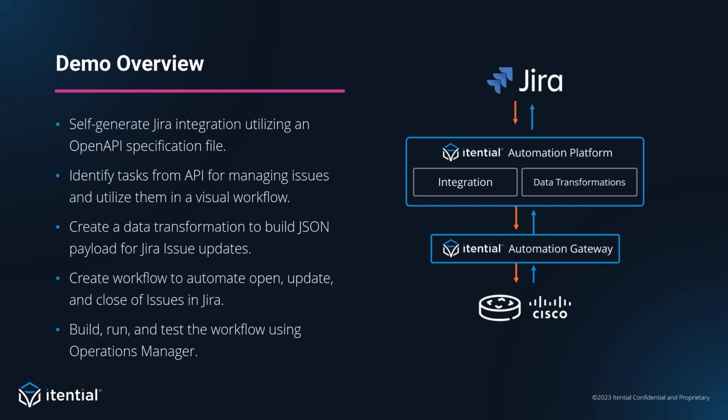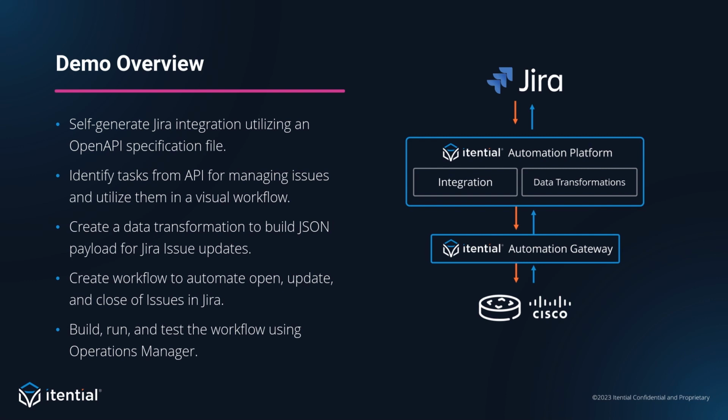So really, we're going to start at the very beginning: how to self-generate an integration using an open API specification file. This is really important because it allows you as the customer of Itential to build the integrations that you need for your IT ecosystem when you need them. We'll talk a little bit about that in a moment, but that's really the first step. You need to get Jira integrated into Itential before you can start automating any of those steps.